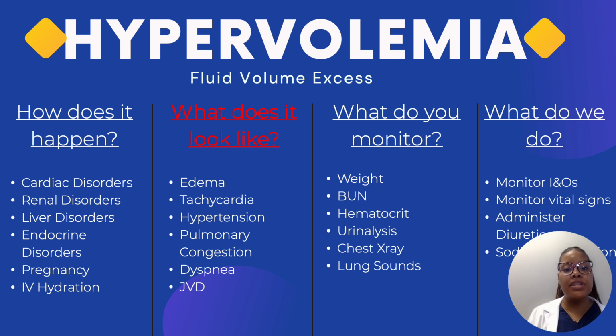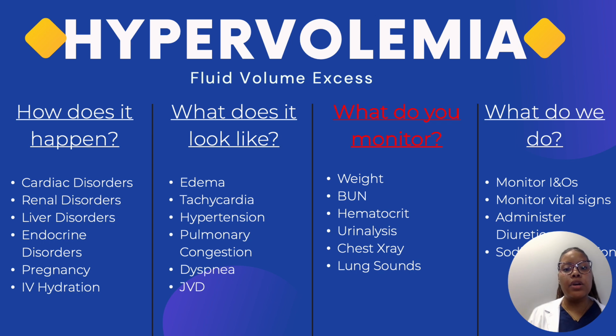All right, so a patient may also complain of shortness of breath due to that fluid volume overload in the lungs. And then also your patient could have jugular vein distension because the right heart overload causes the vein to bulge. So this is what your patient is going to look like.